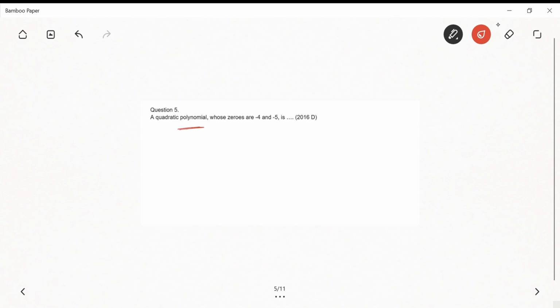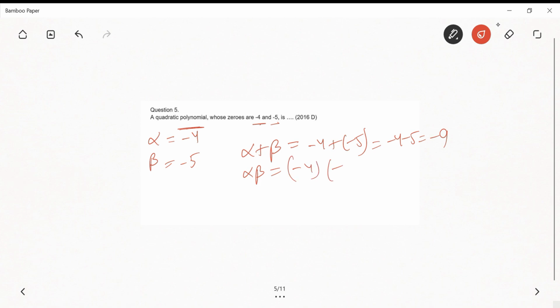A quadratic polynomial whose zeros are minus 4 and minus 5 is. Now see, here the zeros of the polynomial are given to us, that is alpha is minus 4 and beta is minus 5. So with the help of this, first of all we will find the sum of the zeros. Sum of the zeros is equal to minus 4 plus minus 5, so we will get minus 4 minus 5, that is minus 9. Now alpha into beta, that is the product of the zeros, so minus 4 into minus 5: 4 fives are 20 and minus minus will cancel out, so that should be 20.